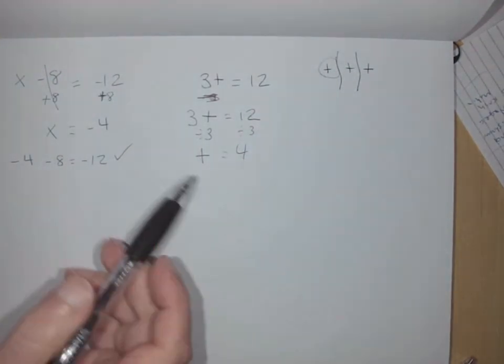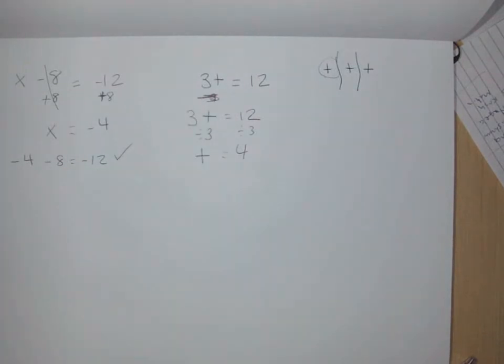4. Does it make sense? Yes, 3 times 4 equals 12, so that checks out. So make sure you're not subtracting the coefficient. You can't do that. You've got to break it apart. It's not just taking it away. You've got to smash that thing.